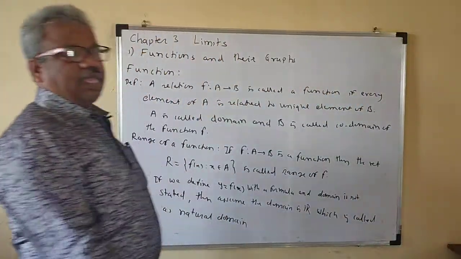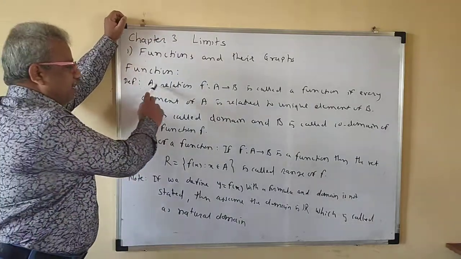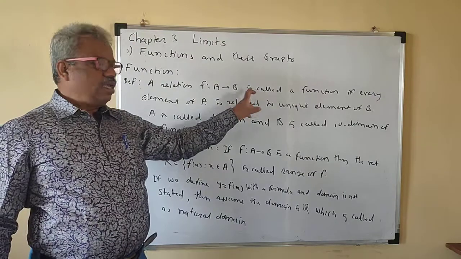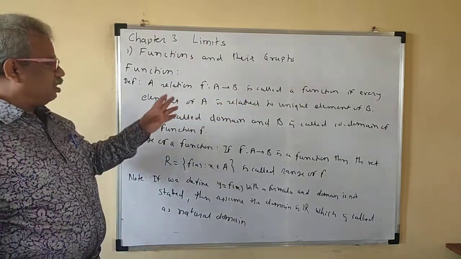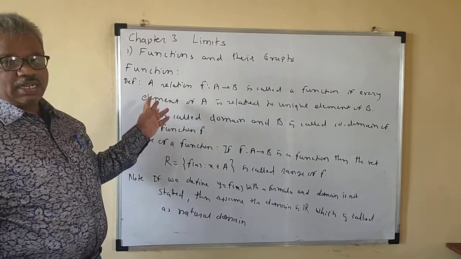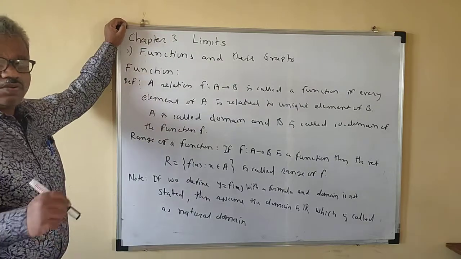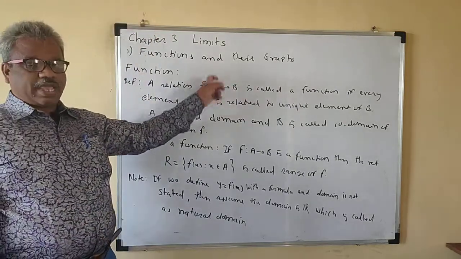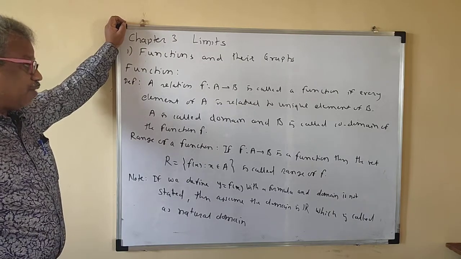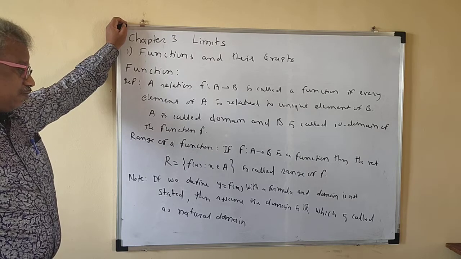Okay. So first we will see what we mean by a function. So what is the definition of a function? A function is first of all a relation, here from A to B. You have seen this in the first chapter of algebra, that is a relation. So a relation f from A to B is called a function if every element of A is related to a unique element of B.